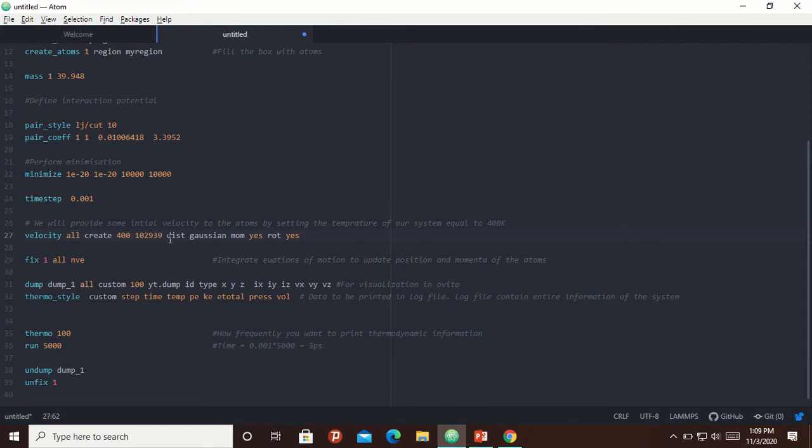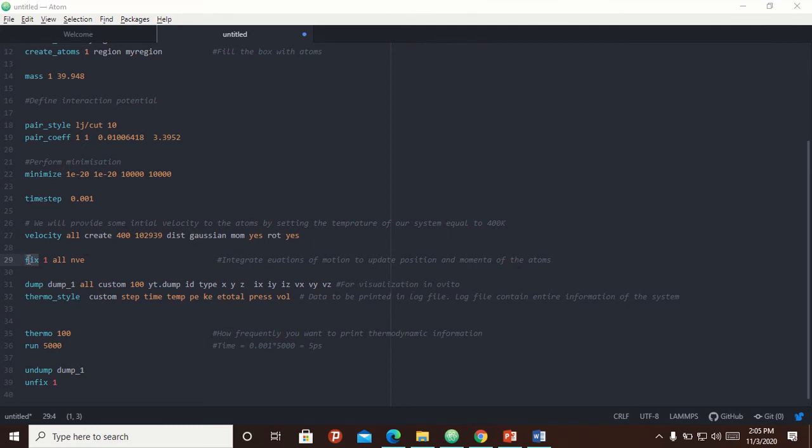Okay, so I hope you have understood the role of the velocity command here, that we will provide some temperature to the system, and on the basis of that the atoms are going to acquire some velocity, and if they have some velocity they will have some kinetic energy.